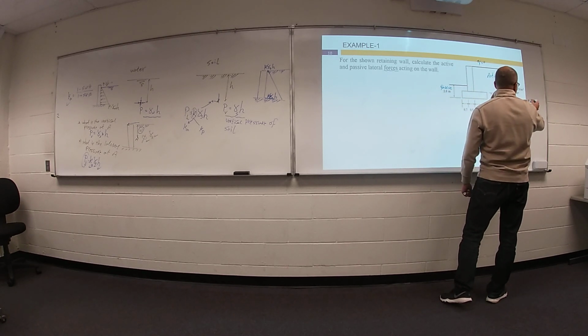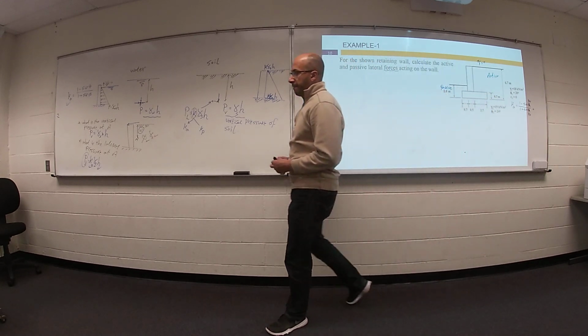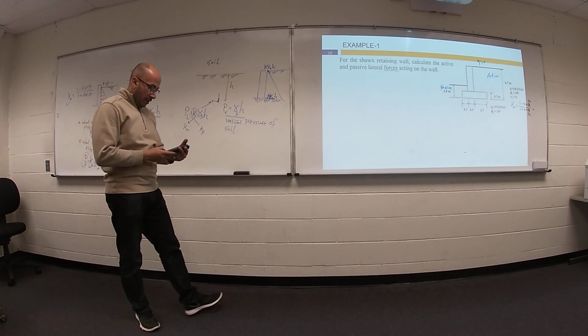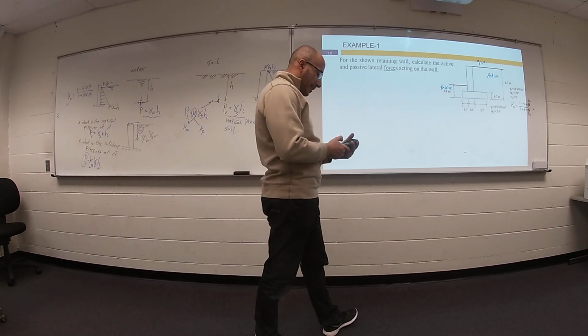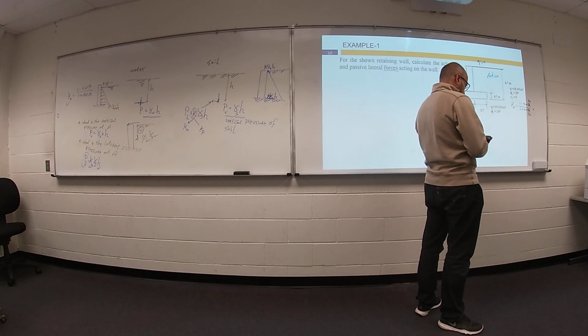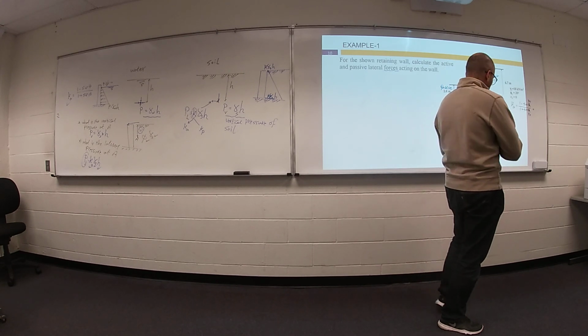So sine 30. What is the value? 1 minus sine 30 divided by 1 plus sine 30 equals 0.33.